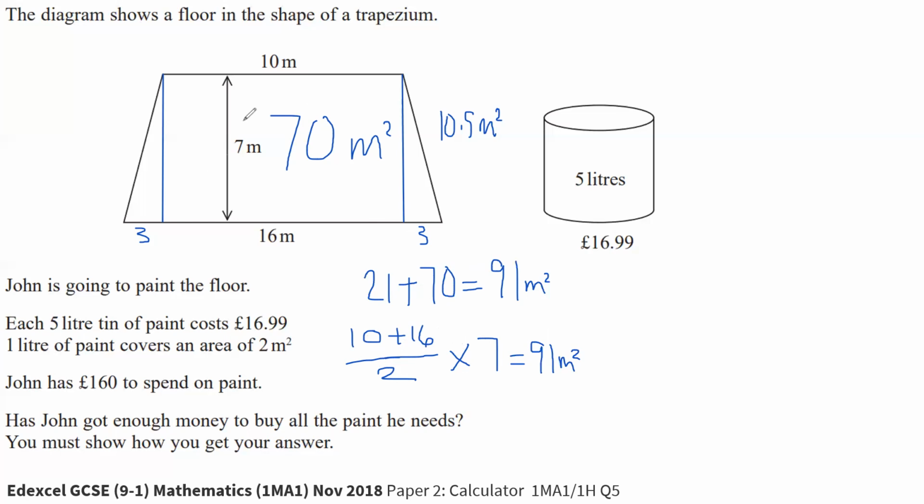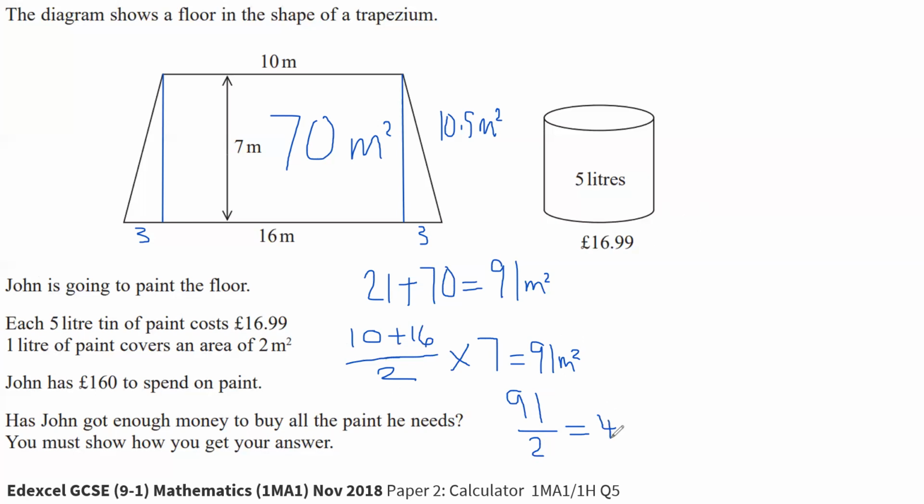So I'd rather know that I can work it out without using the equation, but it is definitely personal preference. So the next information that we've been given is we want to know how much paint we're going to need to cover this floor. So we know that we need 1 litre of paint to cover 2 metres squared. So how many litres do we need to cover 91? So for this, we're going to do 91 divided by 2, because that's how many metres squared each litre of paint is going to cover.